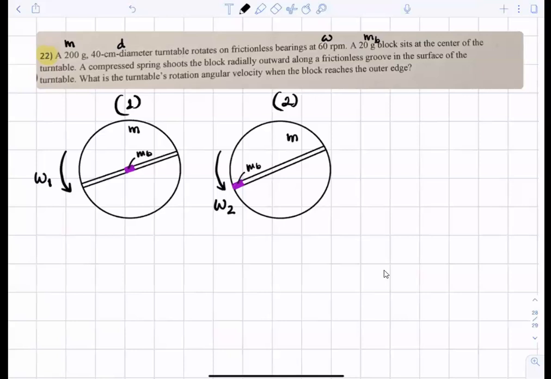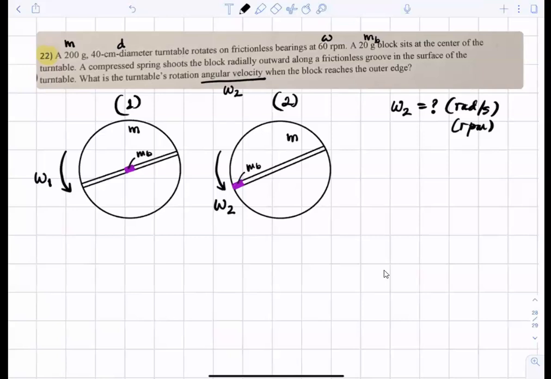What is the turntable's angular velocity? Essentially they ask you, what is now omega 2, when the block reaches the outer edge? So we are hunting for omega 2 in radians per second, or it could be in RPMs, since the original one is also in RPM. So what's happening in this problem? Maybe pause the video and think about it. Think about conservation. In terms of conservation, what is conserved?